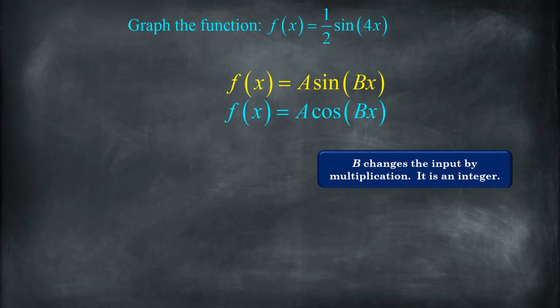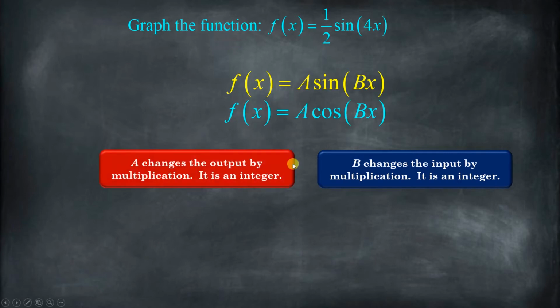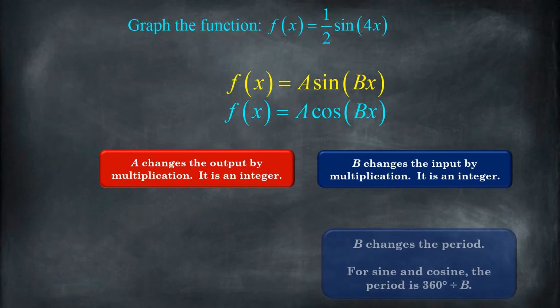So here's the takeaway. Here's the mechanical part of it, right? You see this B right here? What it does is it changes the input by multiplication, right? And A changes the output by multiplication. So they're both integers, yeah? And what you're going to see is that B changes the period.